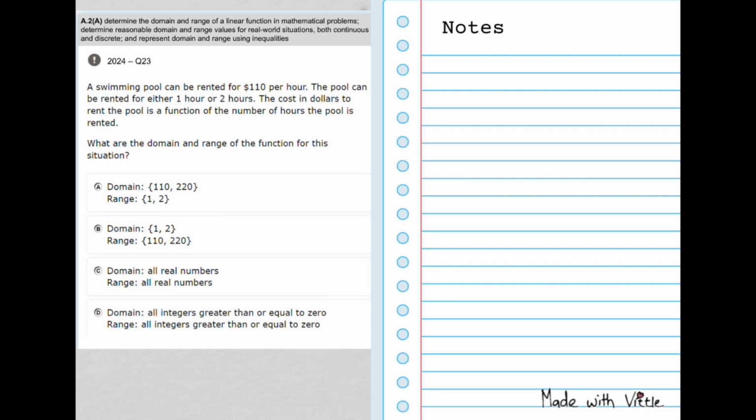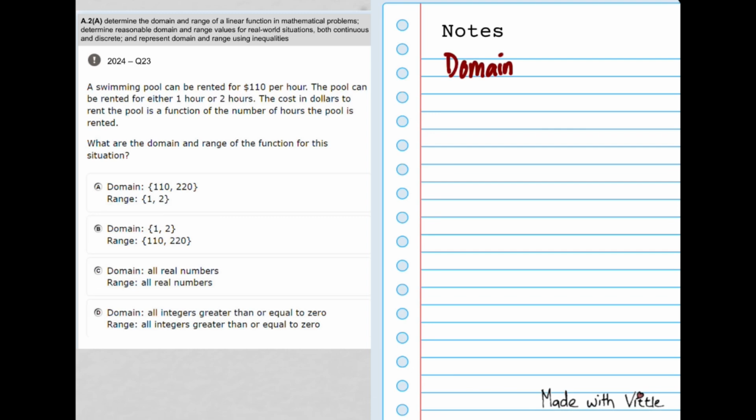A swimming pool can be rented for $110 per hour. The pool can be rented for either 1 hour or 2 hours. The cost in dollars to rent the pool is a function of the number of hours the pool is rented. What are the domain and range of the function for this situation?